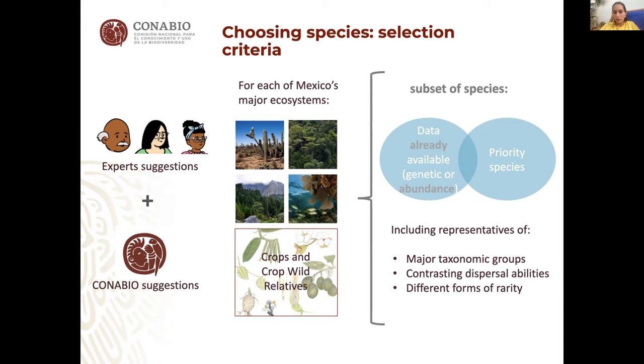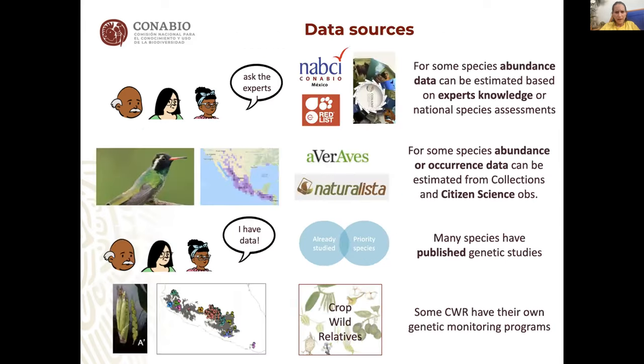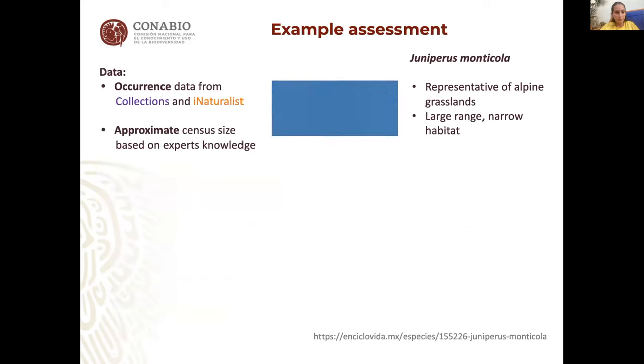I'm going to focus on a species, although we have several different kinds of data sources, ranging from very detailed genetic monitoring programs for some crop relatives to citizen science data or records from national species assessments. I'm going to focus today on some of the species for which we don't have detailed abundance data or detailed genetic studies.